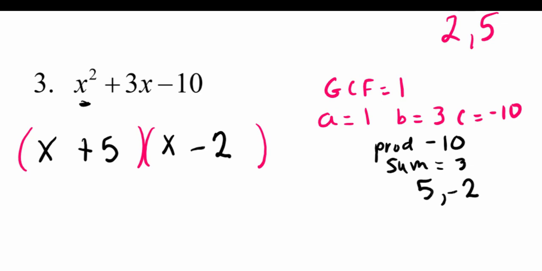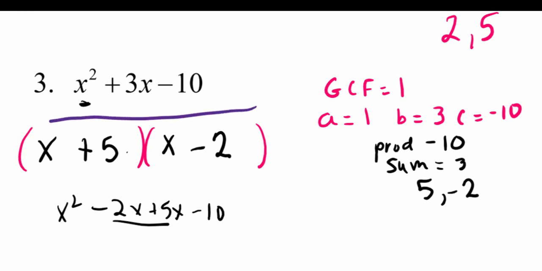And again, checking by FOIL. Here we have x times x is x squared. X times -2 is -2x. Our inners are plus 5x. And our last are -10. And our middle term is 3x. So everything checks out and we have our answer.